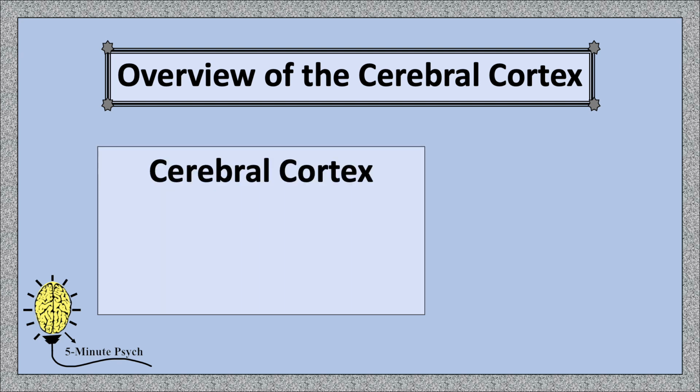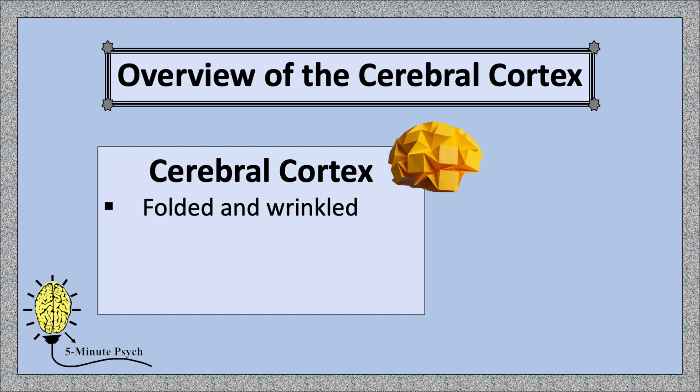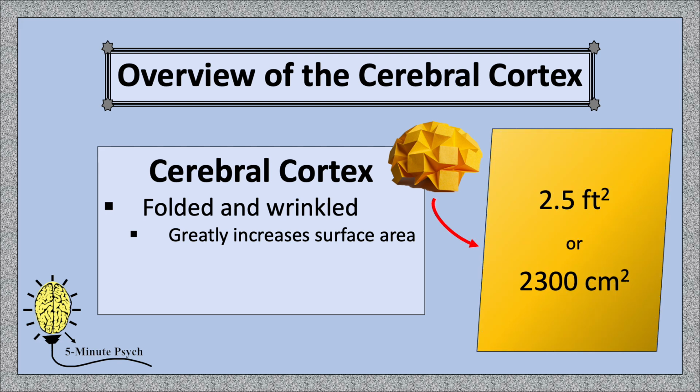Although the cerebral cortex is very thin, it's greatly convoluted, with roughly 2/3 of its surface hidden deep within the creases. This increases the surface area dramatically. In fact, if you could flatten out all the folds and creases, it would measure about 2.5 square feet.